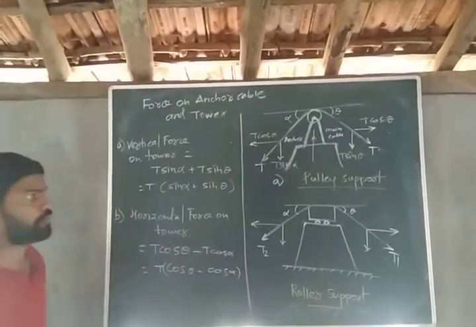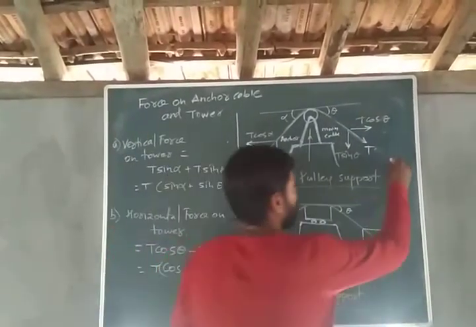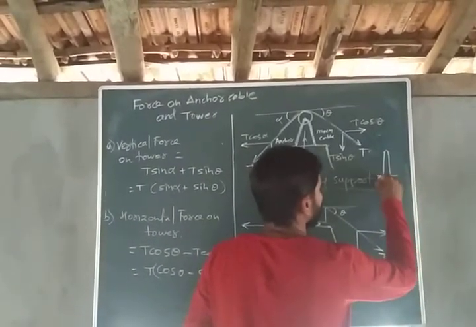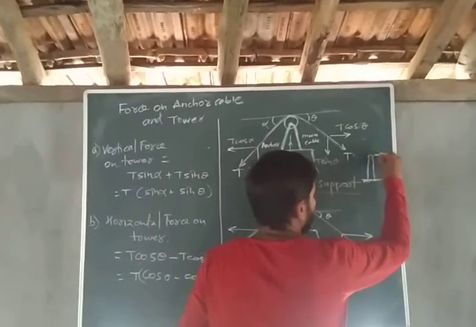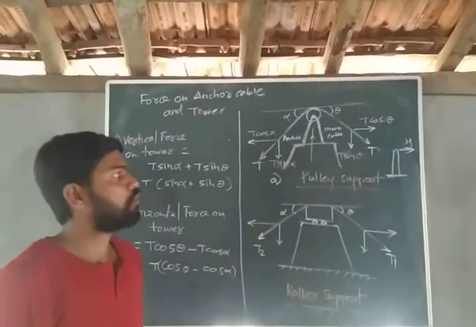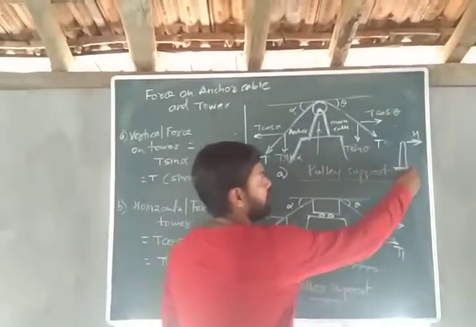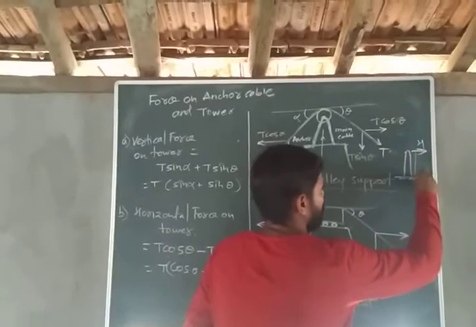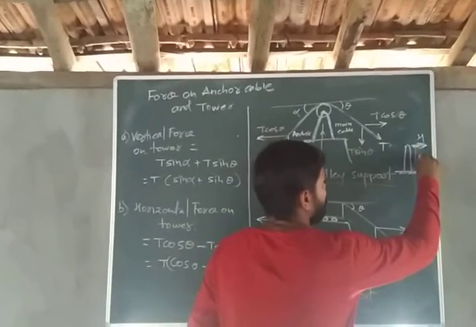This is the horizontal force. Now see, I will draw a schematic diagram showing the elevation over here. So this is the tower and this is the horizontal force H. Suppose now I want to calculate the bending moment at the base, and let us say the height of the tower is small h.